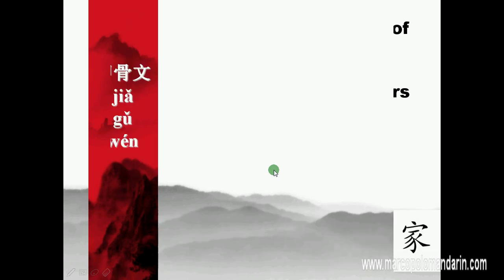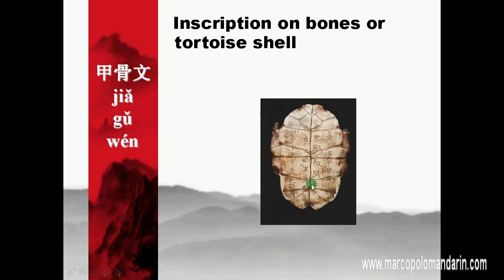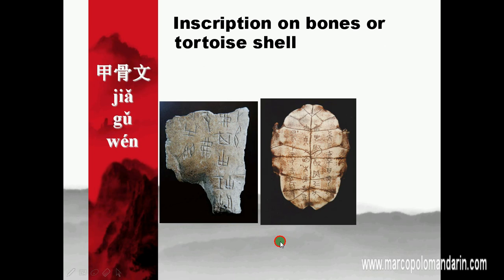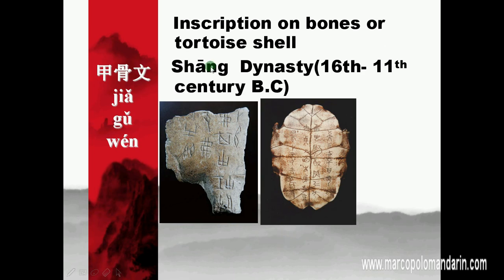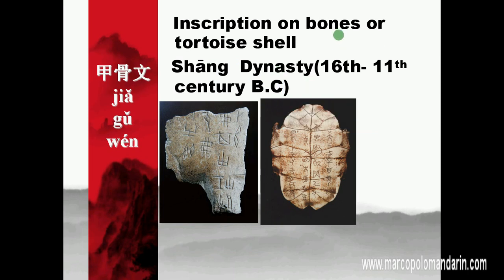Okay, let's see the first generation of the Chinese characters, which is called 甲骨文. It means the inscription on bones and tortoise shells. Let's see the pictures of these characters, 甲骨文. These characters were used in the Shang dynasty, which was the second dynasty in Chinese history, between the 16th and 11th century BC.